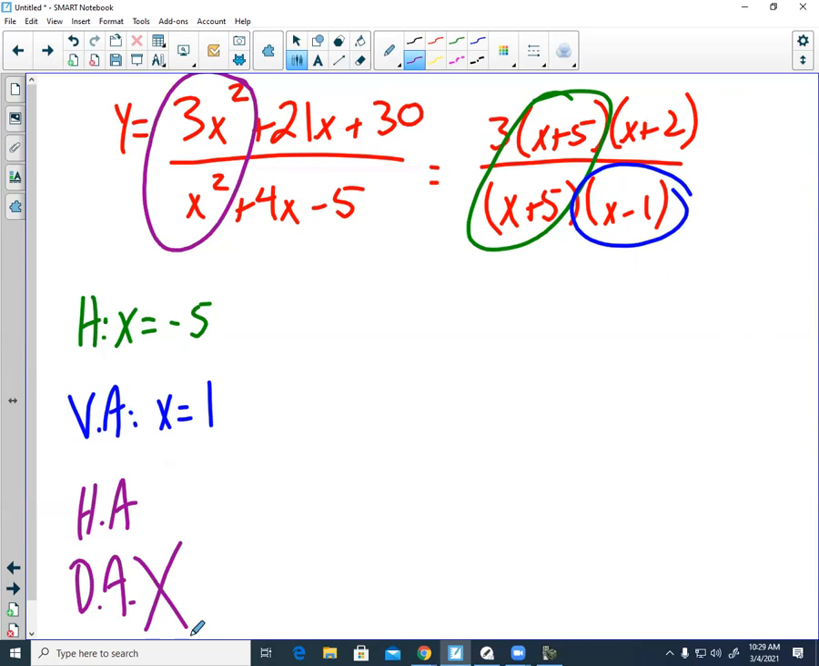Right? So now if we look at this, we should be able to figure out our horizontal asymptote. And the way that you look at that is this coefficient over this coefficient. So 3 over 1 tells me the horizontal asymptote is 3. So I'm looking at the coefficients of the highest degrees.